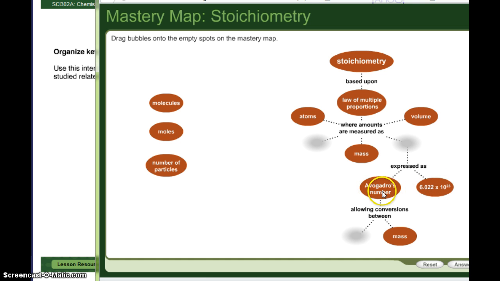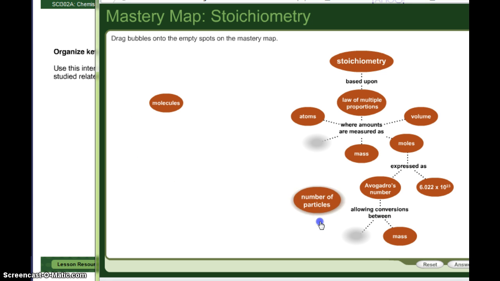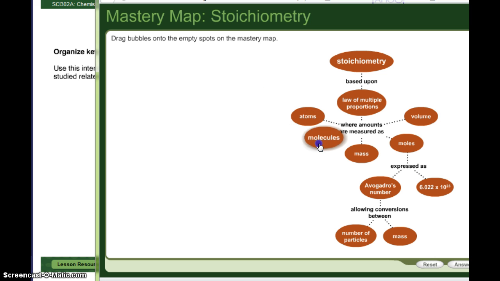So, okay, I know that's Avogadro's number. And Avogadro's number in 6.022 times 10 to the 23rd describes which of these? The mole. And moles and Avogadro's numbers convert between mass and number of particles, and therefore the other thing that's measured with law of multiple proportions is molecules.